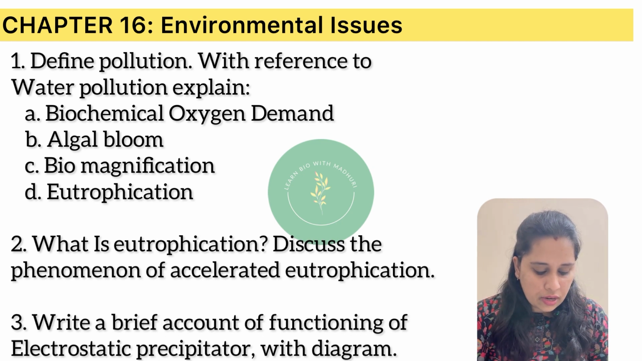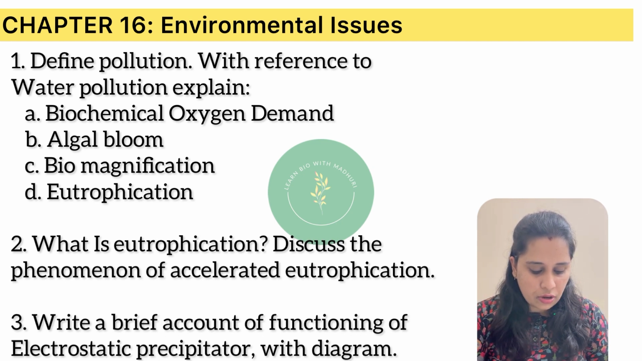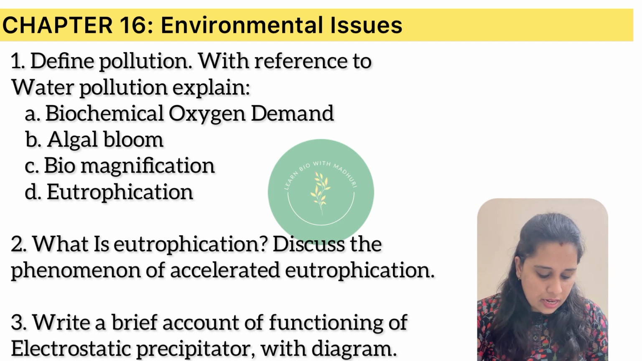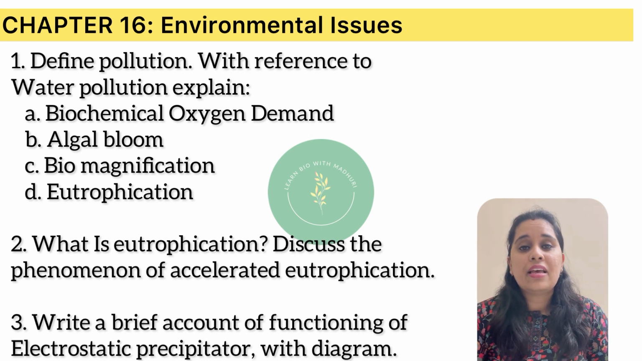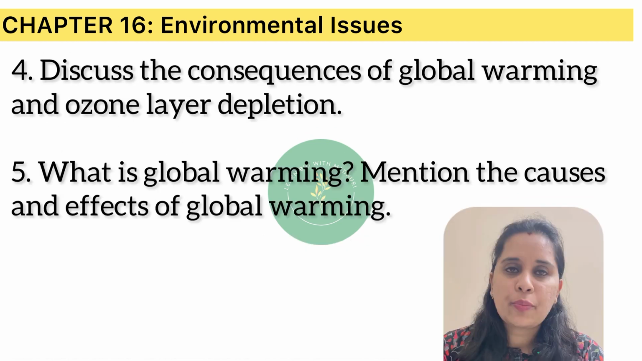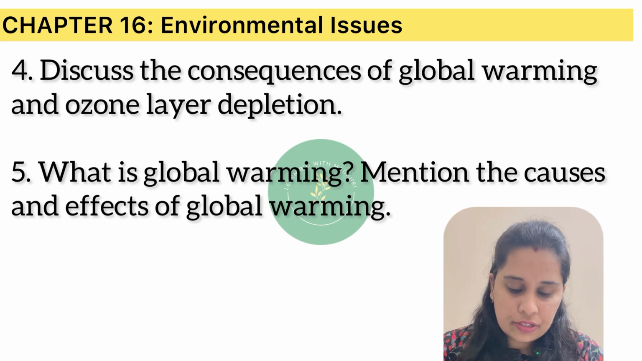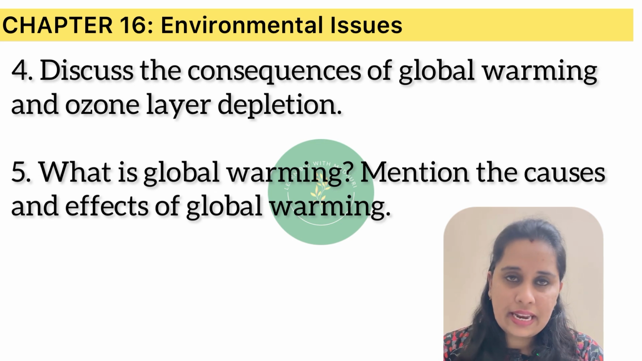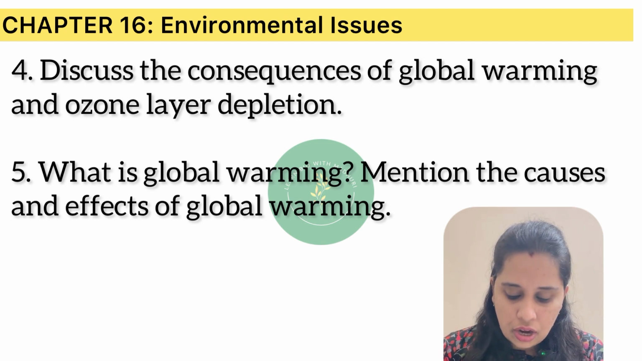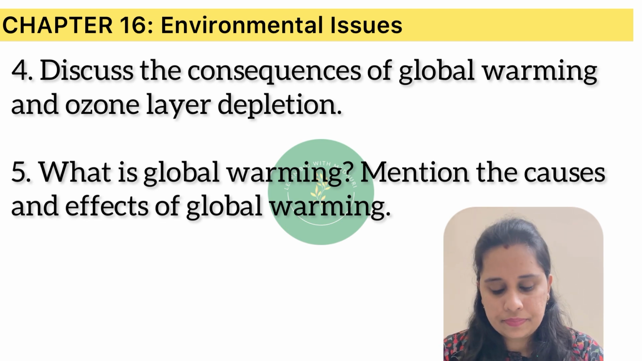Second question, what is eutrophication? Discuss the phenomenon of accelerated eutrophication. Again, the question has been asked and it is important. Question number 3, write a brief account of functioning of electrostatic precipitator with diagram. This question is very, very, very important. Along with the electrostatic precipitator diagram, you have to explain. Okay. Question number 4, discuss the consequences of global warming and ozone layer depletion. Question number 5, what is global warming? Mention the causes and effects of global warming.